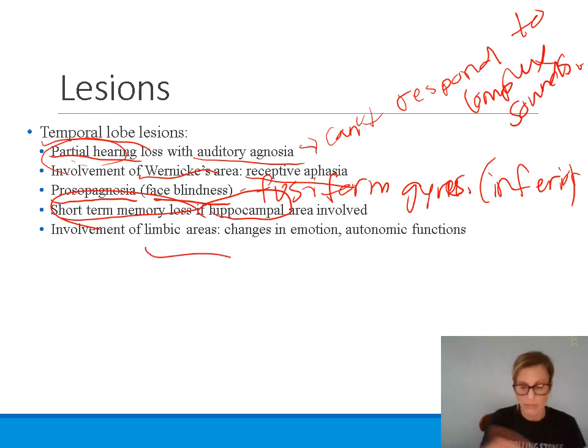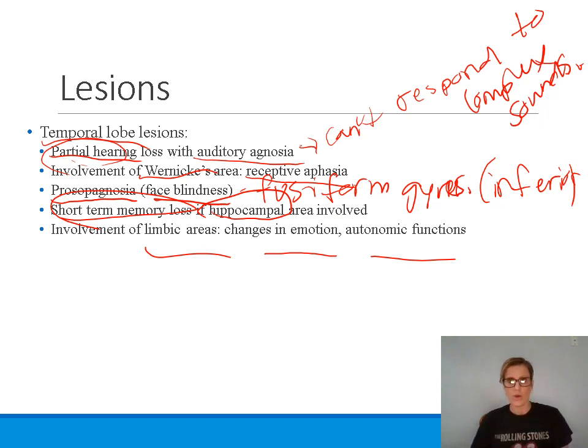Involvement of the limbic areas. Remember, again, we said the limbic system was the emotional brain. So if the limbic areas are involved, it results in changes in emotion, as well as changes in autonomic functions. The limbic system, again, is involved in the autonomic nervous system. That's why emotional stress can turn into physical symptoms because of that connection between the limbic system and the autonomic nervous system.